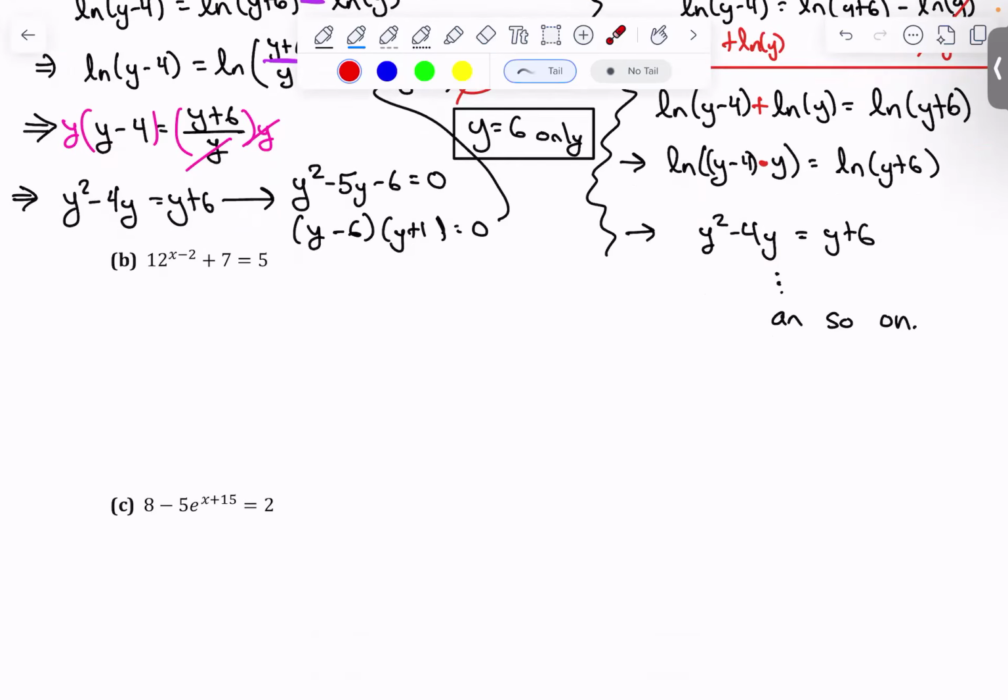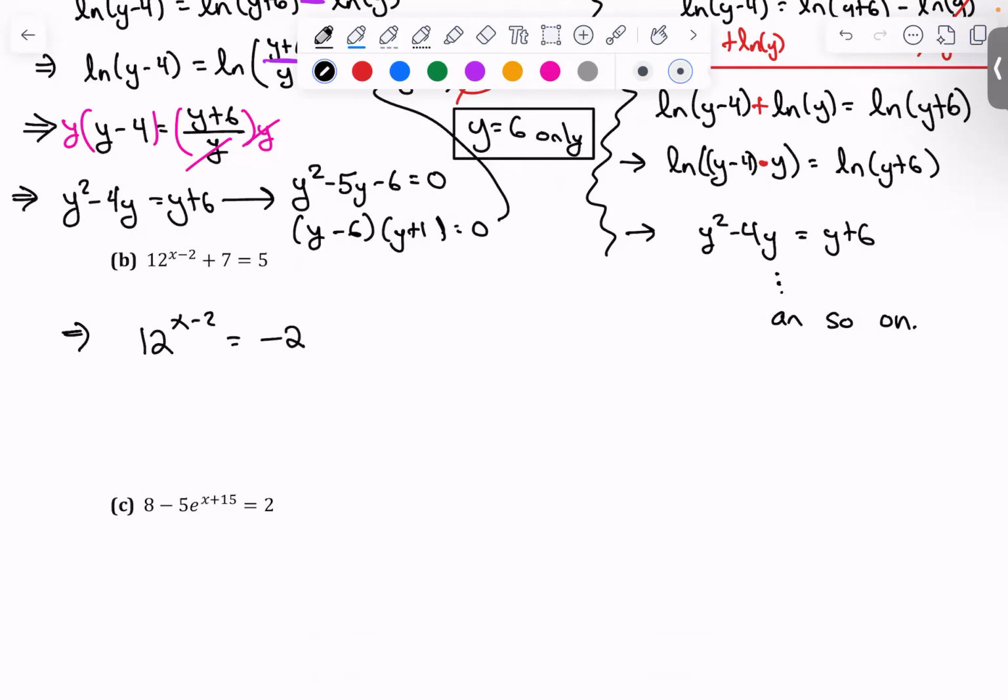Okay, so example B is an exponential equation and doesn't involve logarithms. So we need to get it into one of the 3 formats: either base b of something equals base b of something else, or base b of something equals base a of something else, or base b of something equals a number. And so what we'll do is subtract 7 from both sides. We end up with 12 to the x minus 2 is equal to negative 2.